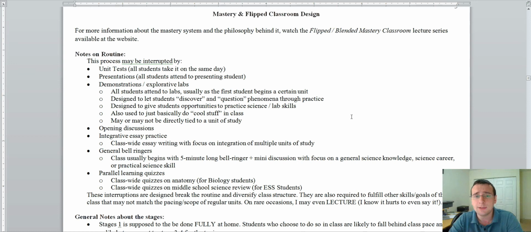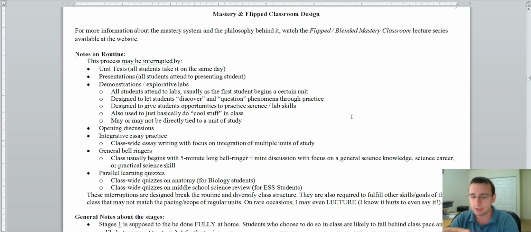Also, a lot of times I will start the class just telling the students, go back to whatever you were doing in the class before, continue the Mastery system. But sometimes I will do what is called bell ringer assignments. And this is basically a 5-minute long bell ringer or a mini discussion. And usually the focus of this discussion will be on general science knowledge or some sort of things about science careers or about practicing science skills. This is an opportunity to review things which are about science, which are not directly tied into any specific content.